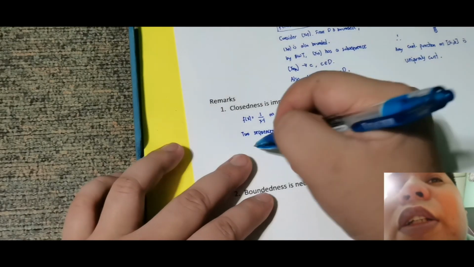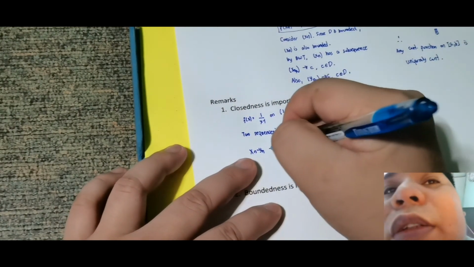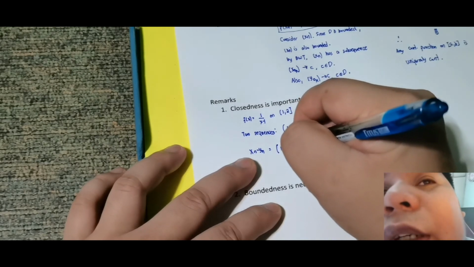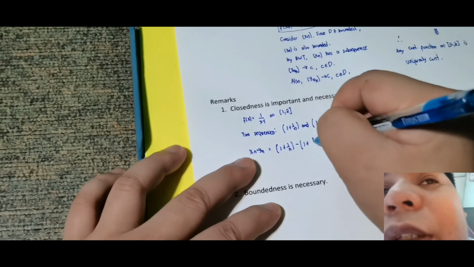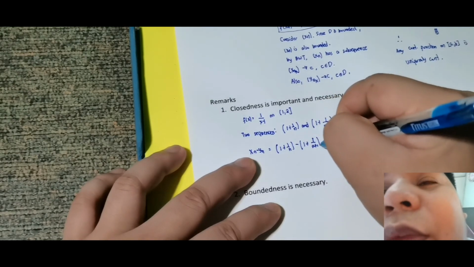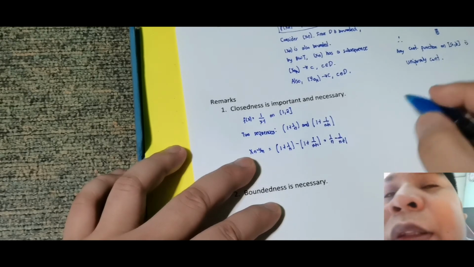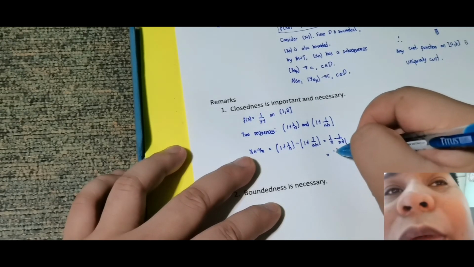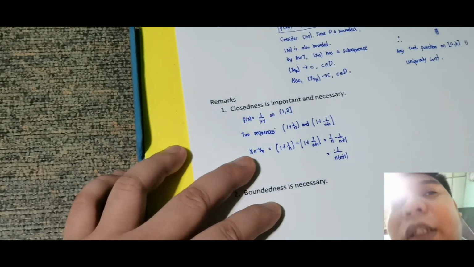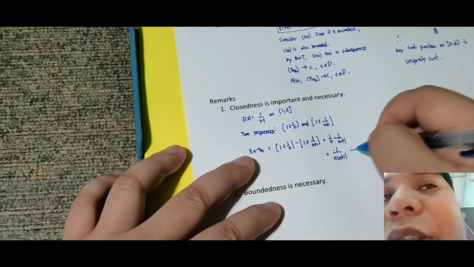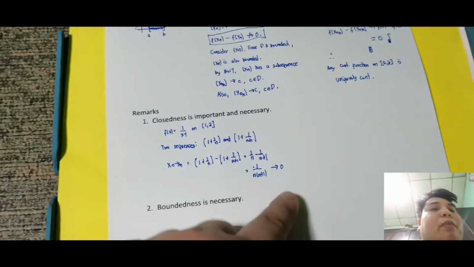Okay, so pansinin nyo ano yung x sub n minus y sub n? Yung x sub n minus y sub n is just 1 plus 1 over n minus 1 plus 1 over n plus 1, which is equal sa 1 over n minus 1 over n plus 1. Okay, which is equal sa 1 over n times n plus 1. Kasi n plus 1 minus n, that is 1 na lang. Okay, so which is approaches to 0 as n approaches infinity. So, yung x sub n minus y sub n approaches to 0.